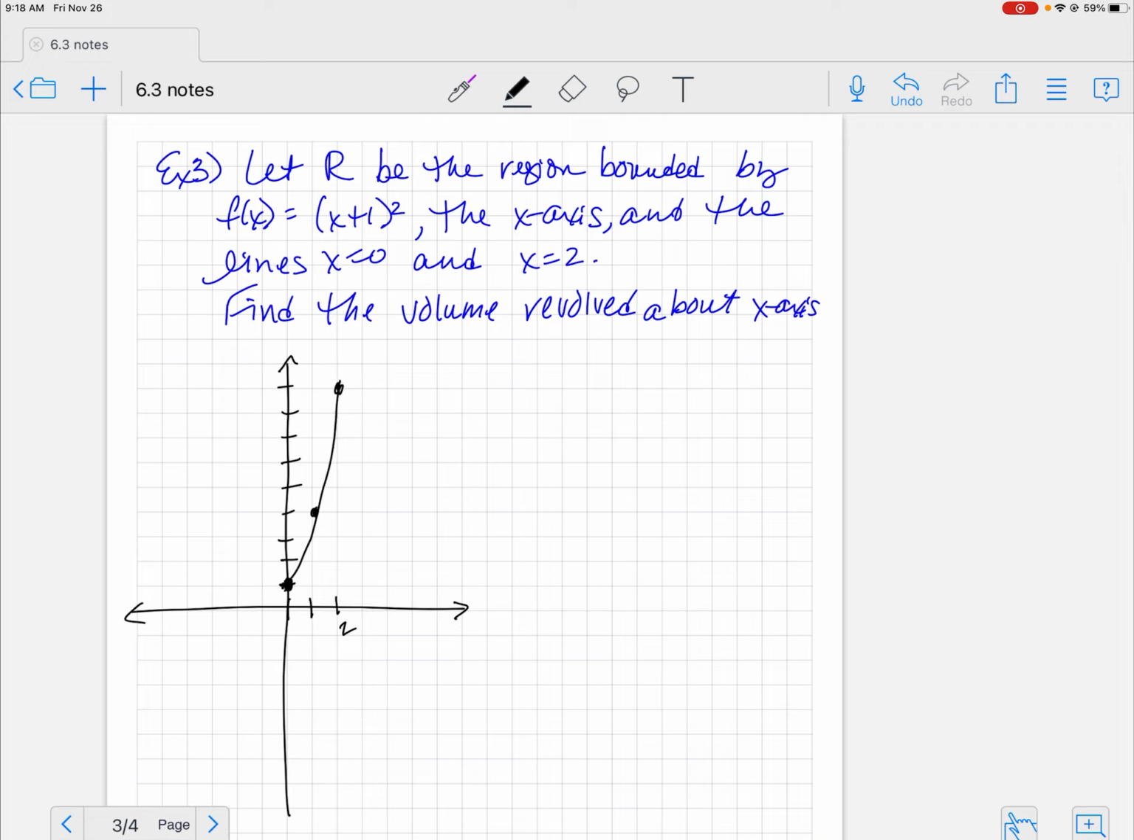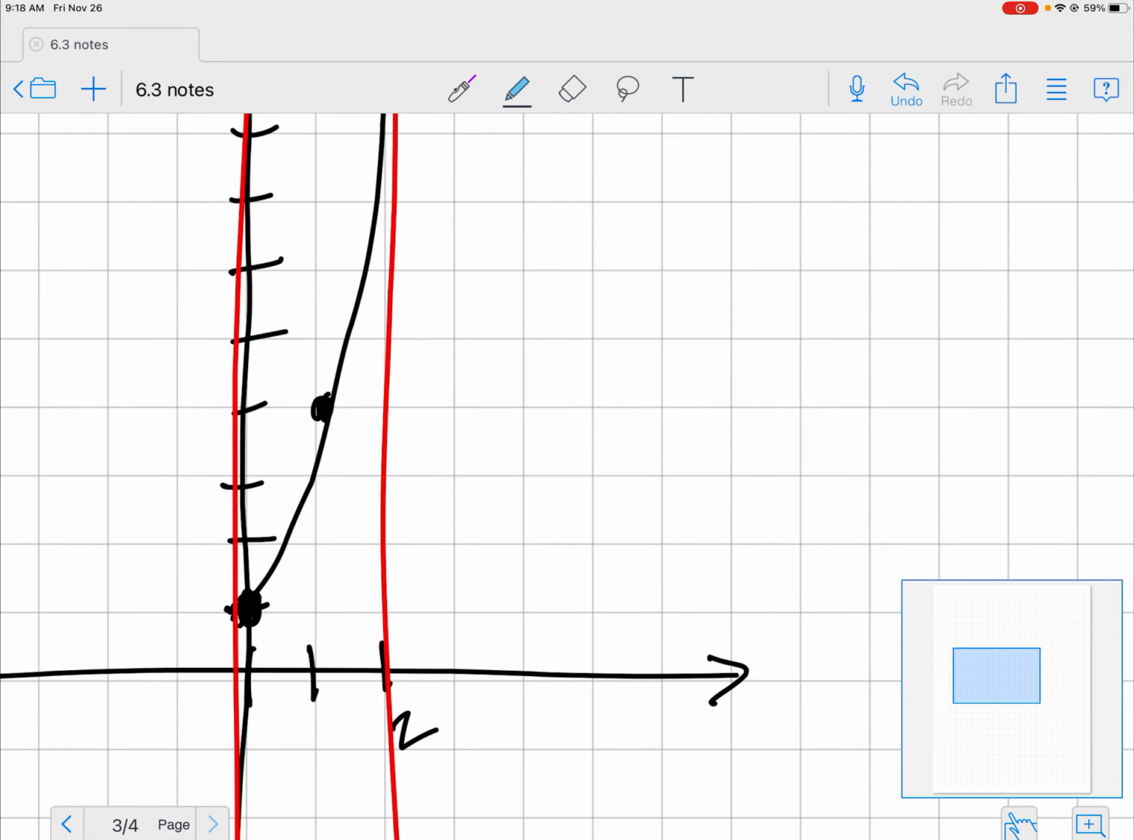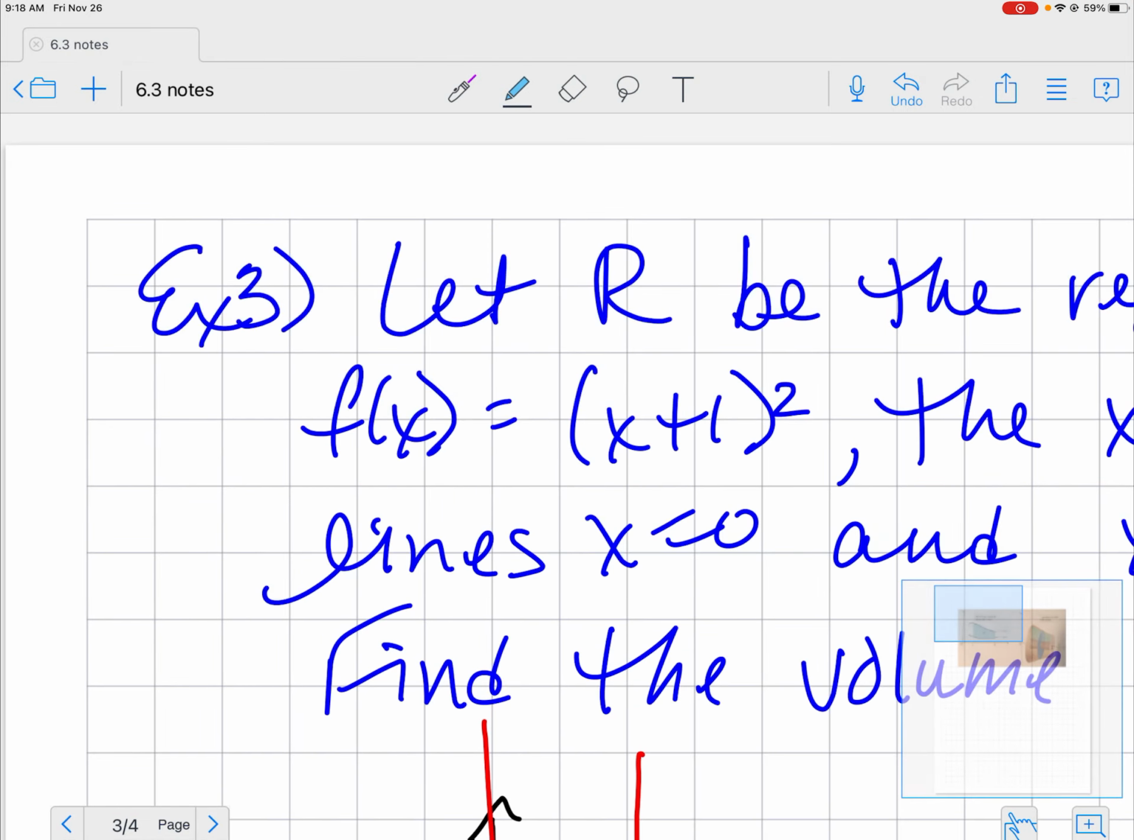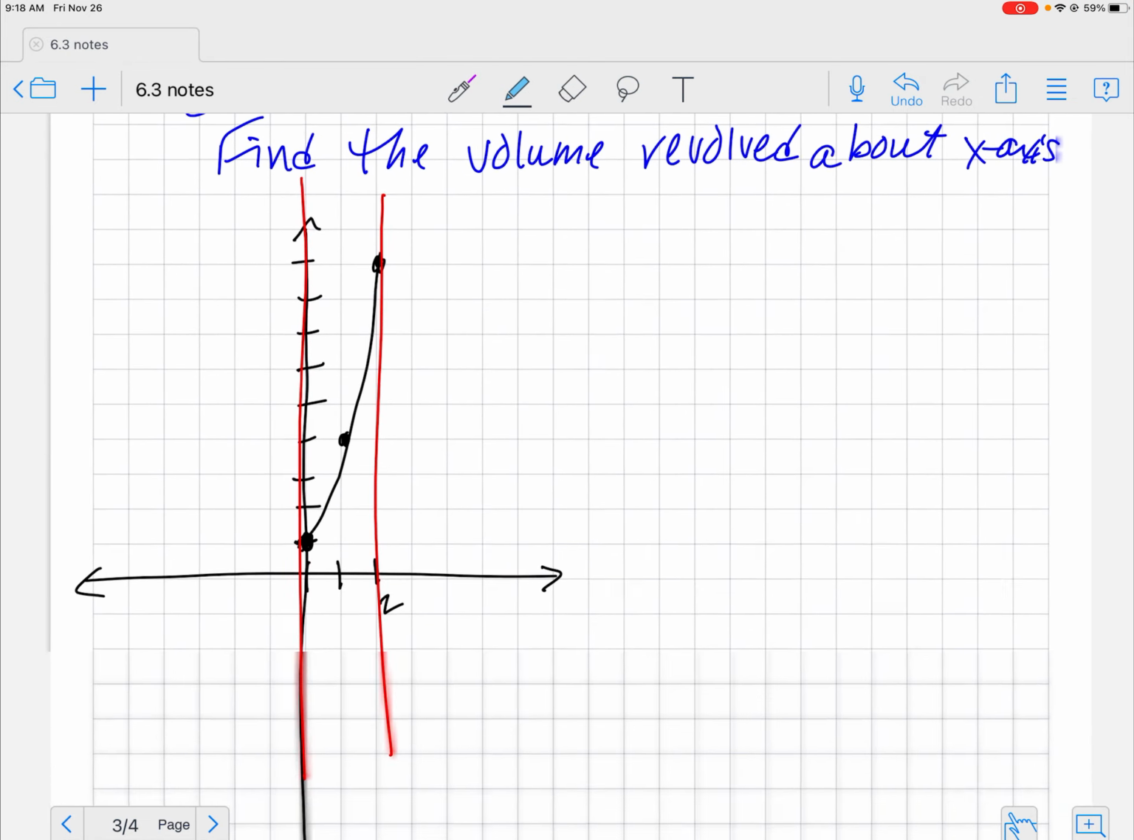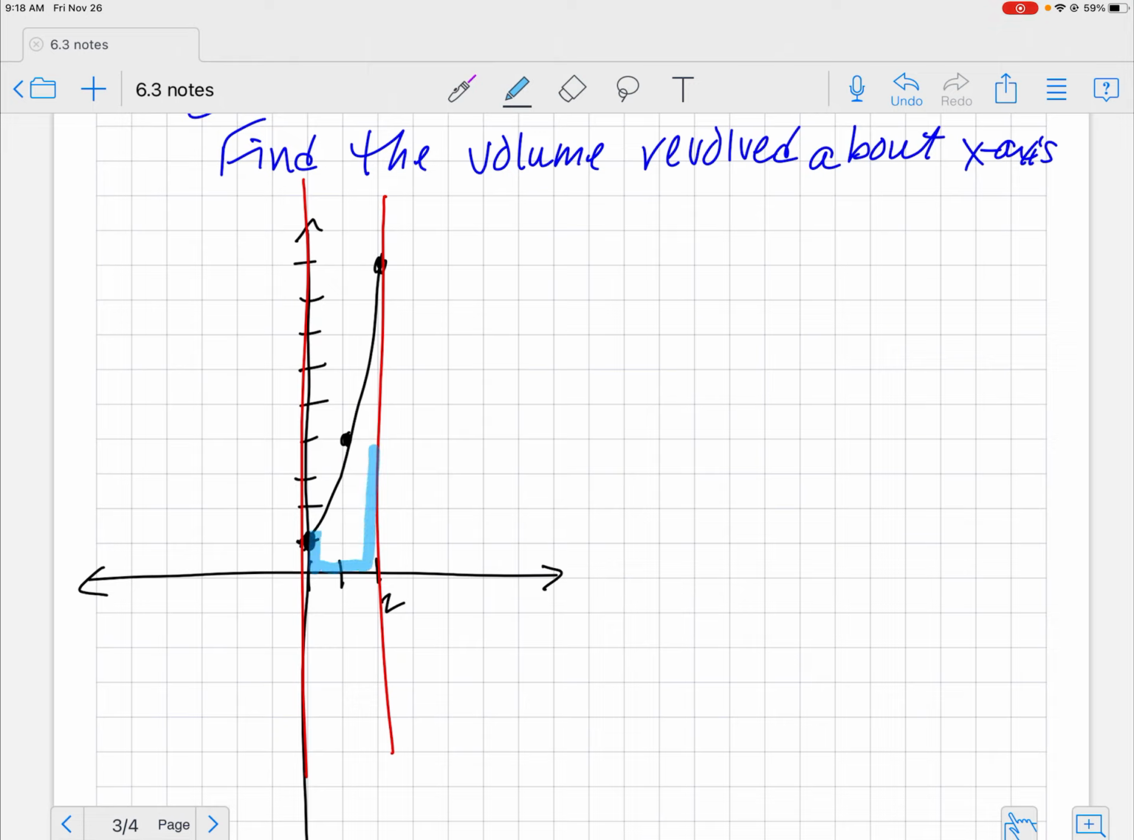So here is my graph. We know it's a parabola, but I'm only going to that value. This is not a parabola that goes on forever and ever. I don't care about any other points. Those are the only points that I care about because I am stopping this at my vertical line at 0 and my vertical line at 2. And so this is bounded by the x-axis. So I'm going to zoom in a little bit just so I can see this a little bit better.